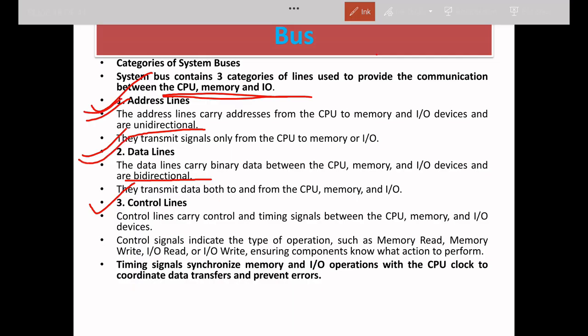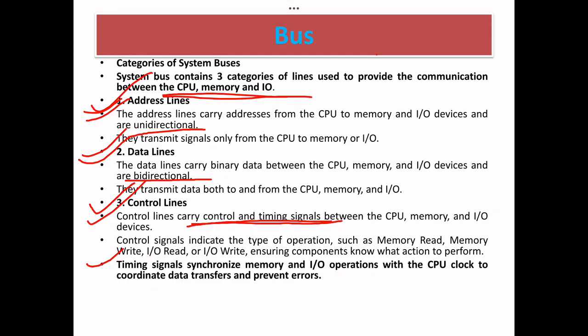Now, what are the control lines? Control lines carry control and timing signals. That is just like controlling the traffic between the CPU, memory and input output device. The timing signals synchronize memory and input output operations with the CPU clock. Later we will discuss how the CPU clock works. They also check for errors and prevent errors.